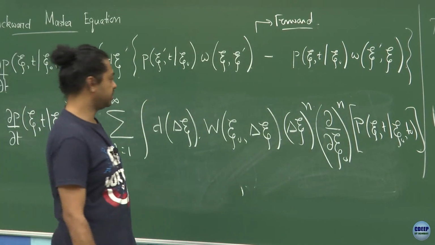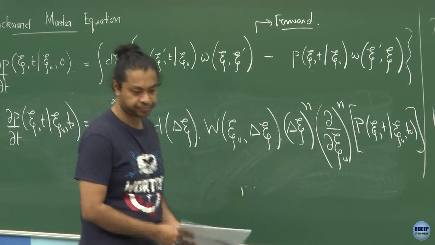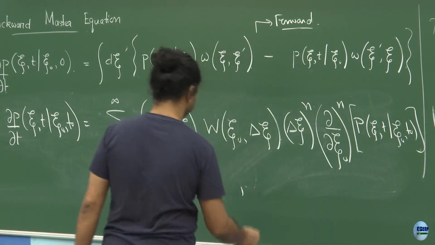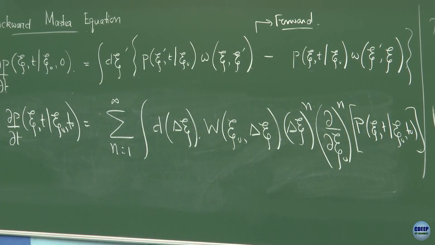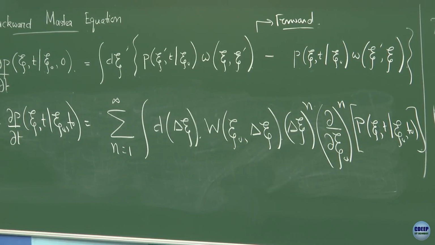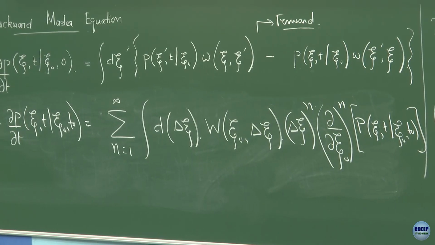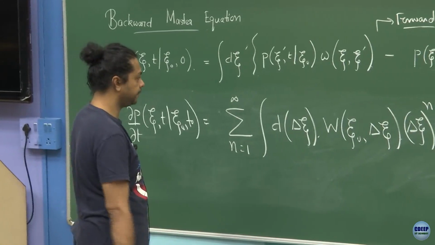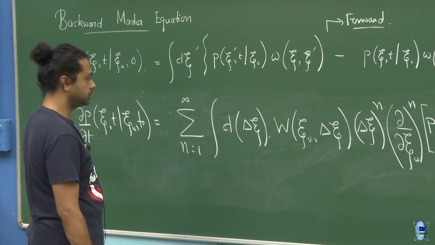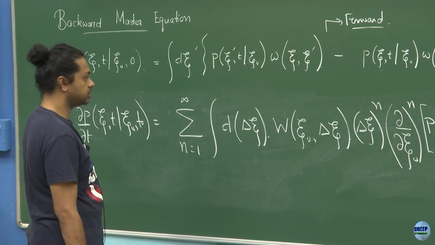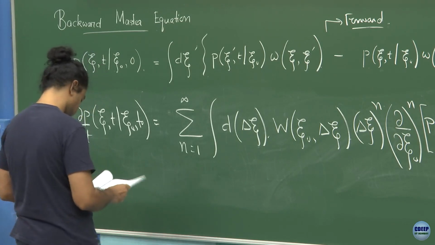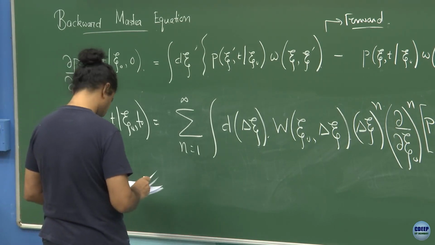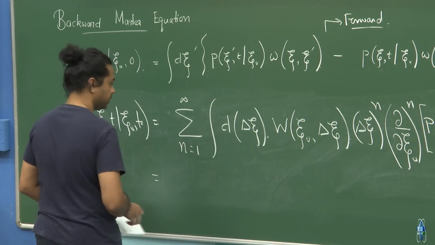I've just expanded that out in a Taylor series. So this is exactly what I had done for my forward master equation to get to the Fokker-Planck. And then what we will do is that we will just keep the first couple of terms, in ξ₀.